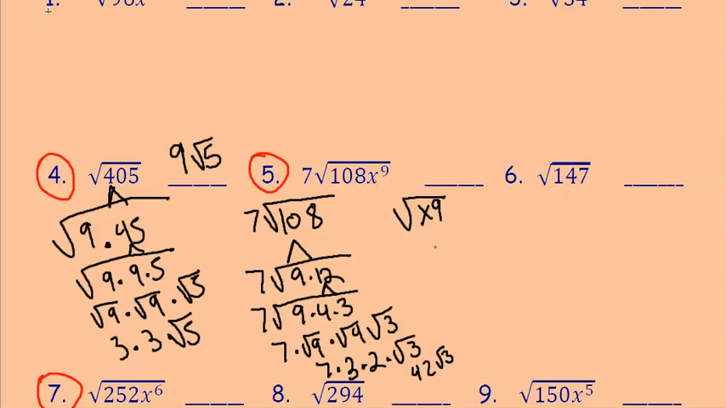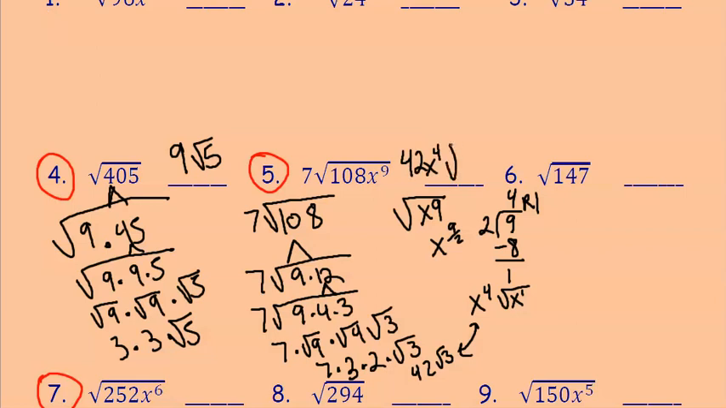Now we'll simplify the x to the 9th power. Rewrite it as a rational exponent. Use long division to find the quotient and remainder. 2 goes into 9 4 times. 4 times 2 is 8. Subtract those, you get a remainder of 1. So we get x to the 4th power times the square root of x to the 1st power. Put these two together. Then we get 42 x to the 4th power times the square root of 3x. And that's our simplified expression.